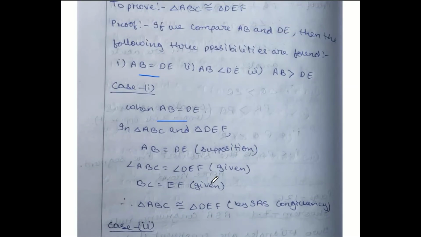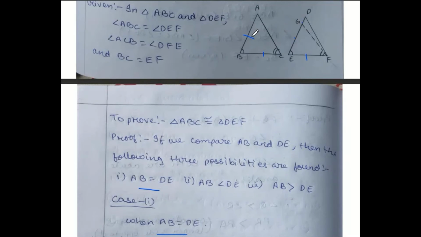Let me show from the sketch once more. We are doing the second case, that is AB is smaller than DE. There AB and DE are not the same. That's why I have selected one point G on the line DE such that GE and AB are the same. Then we are taking this small triangle ABC and this small triangle GEF. AB and GE are taken equal, that is by supposition. This angle ABC and this angle DEF are already given equal.